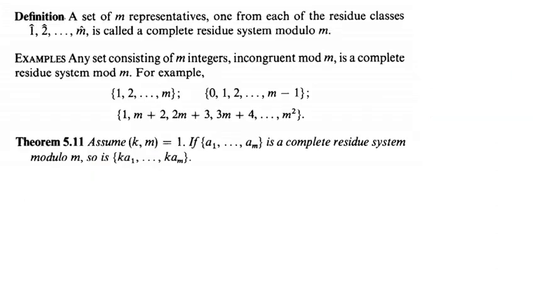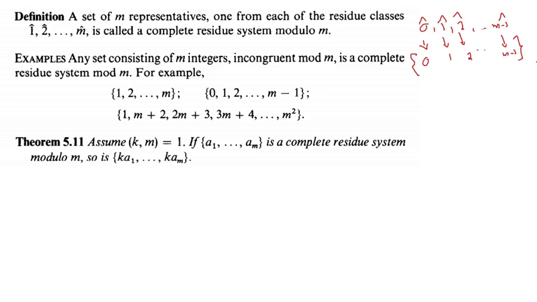Next definition: the set of M representatives, one from each of the residue classes 0 cap, 1 cap, etc., M minus 1 cap, is called a complete residue system modulo M. That means we consider 0 cap, 1 cap, 2 cap, etc., M minus 1 cap. We take a representative from each residue class. We know that 0 belongs to 0 cap, 1 belongs to 1 cap, 2 belongs to 2 cap, etc., M minus 1 belongs to M minus 1 cap.